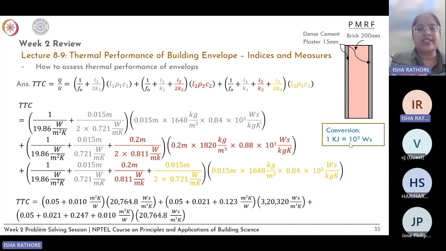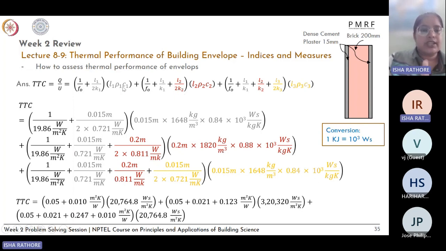1 kilojoule is 10 to the power 3 watt seconds. So we had 0.86 kilojoule per kg Kelvin. Instead of kilojoule, we have multiplied it by 10 to the power 3 watt seconds. Kg per Kelvin is the same. Similarly, this conversion is done for all the 3 layers wherever this specific heat capacity term has come.